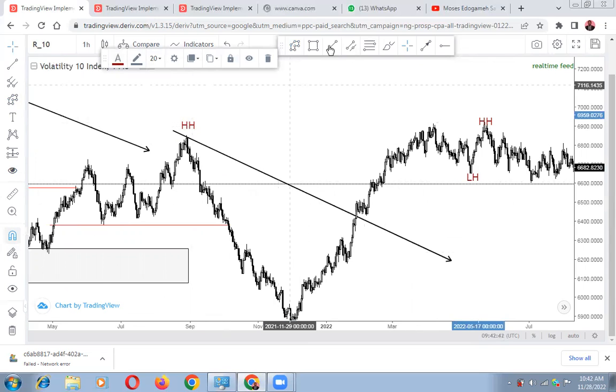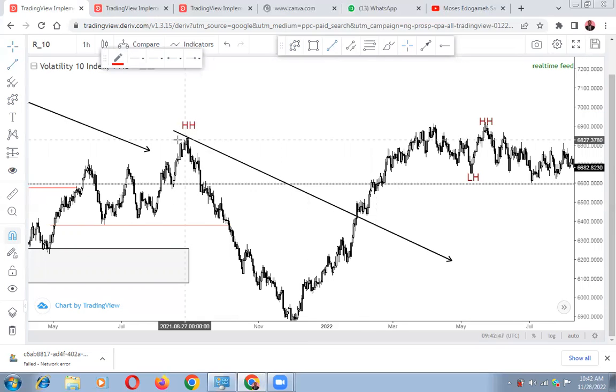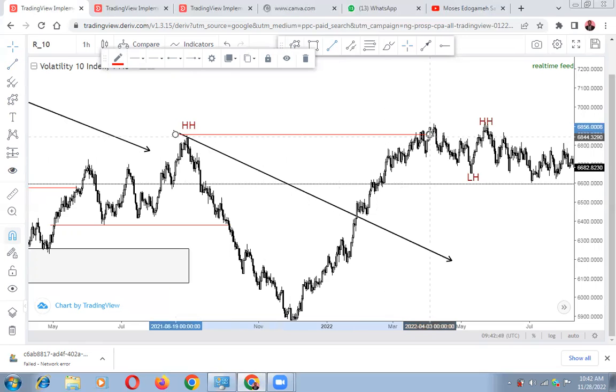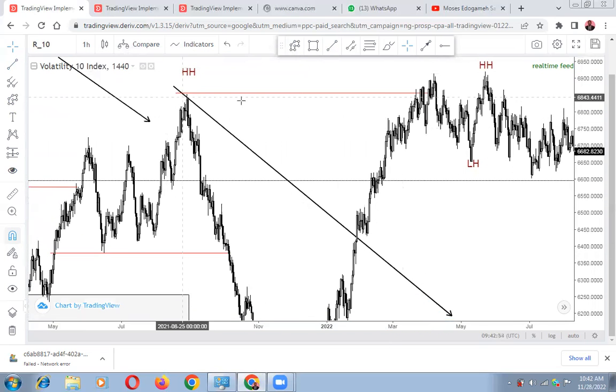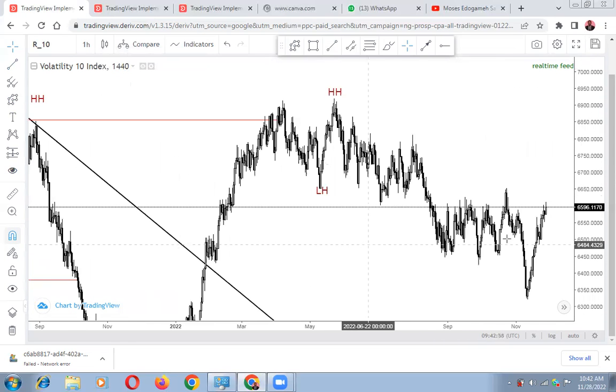Because it closed above the wick, the body closed above. So you want to be able to identify what price is doing. Check the body close above. If I open it, the body closed above this wick. So this was a higher high. And then let me leave the back now.